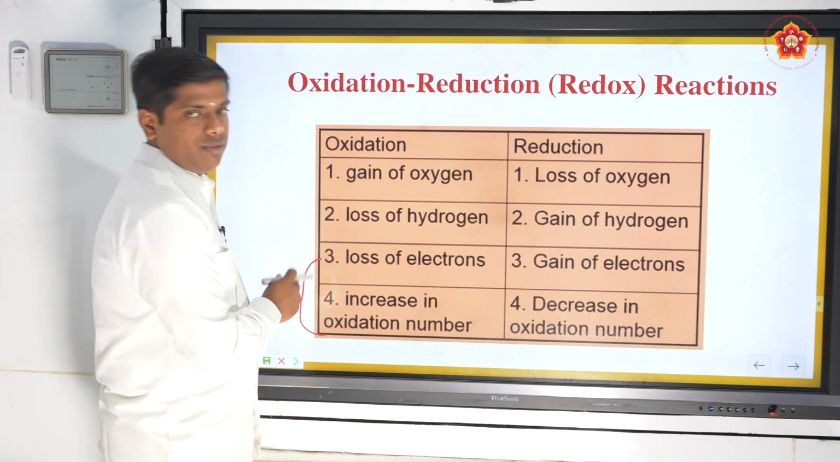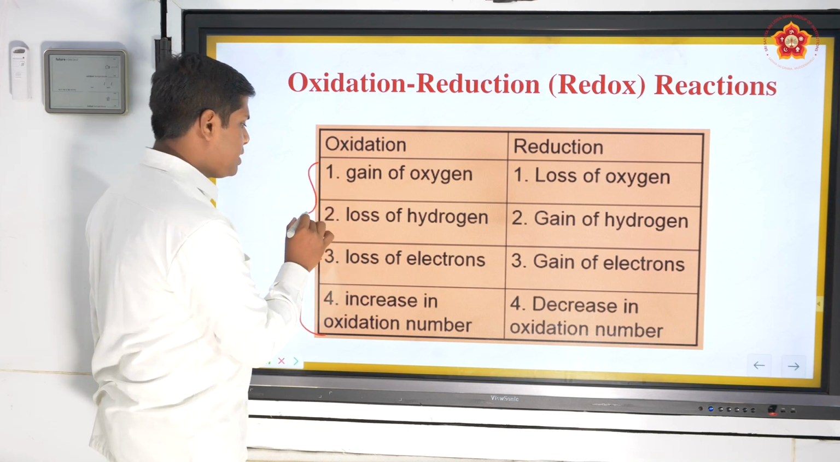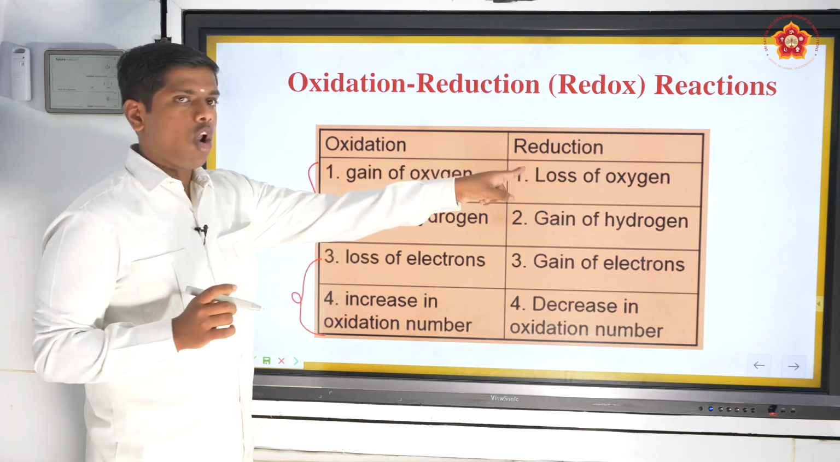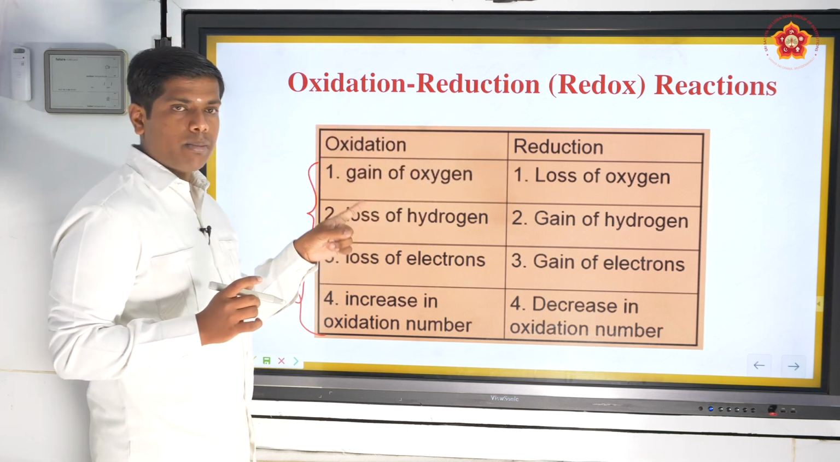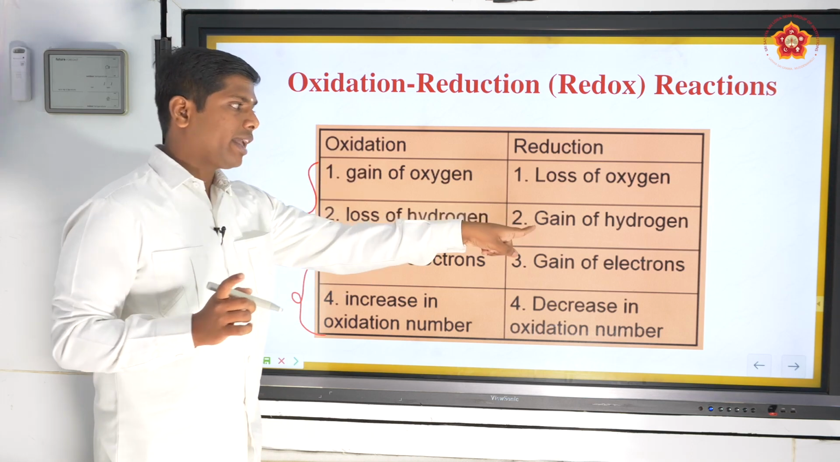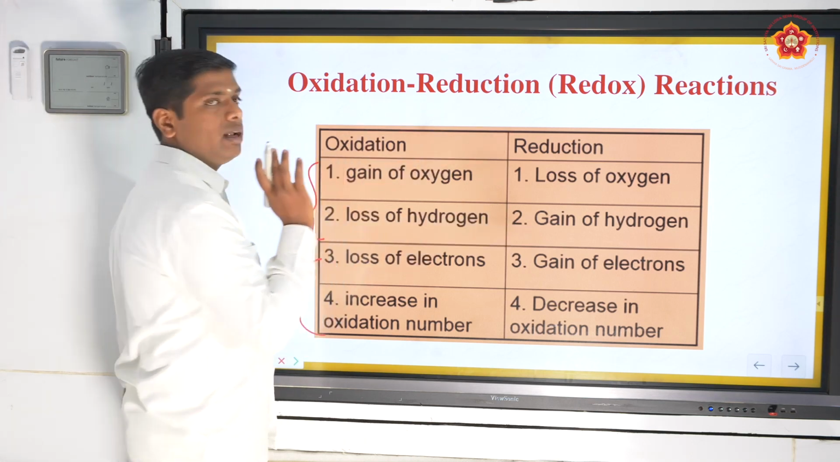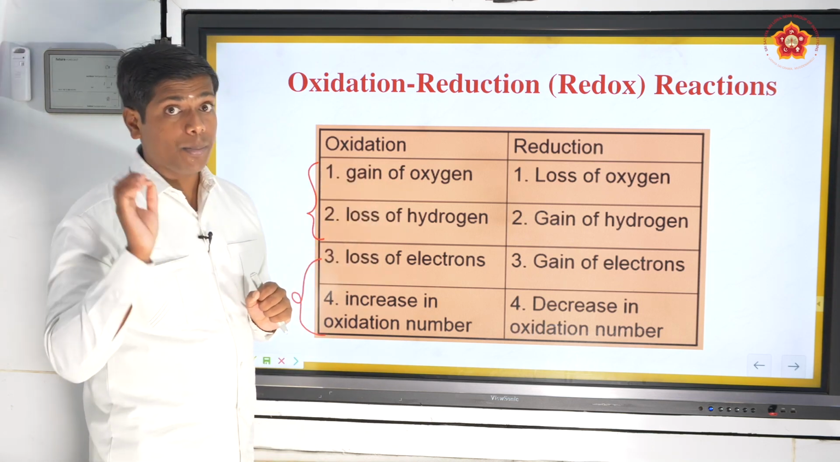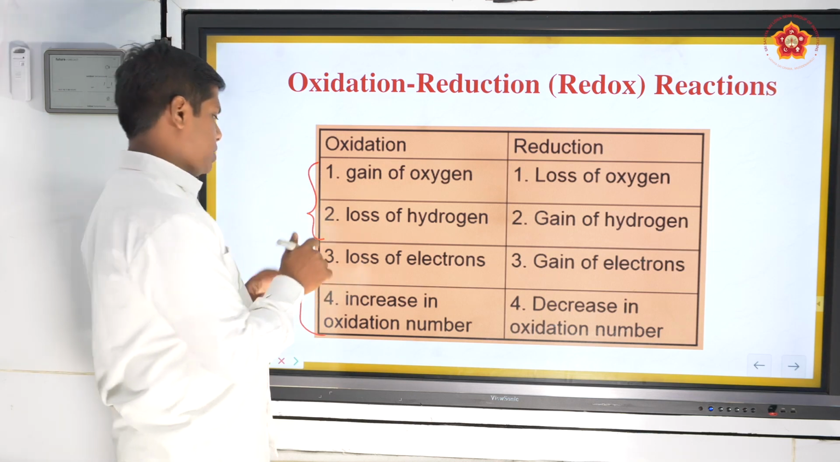these two topics will be discussed at PUC level. For high school level, we are going to discuss these two: gain of oxygen means oxidation, loss of oxygen means reduction, loss of hydrogen means oxidation, gain of hydrogen means reduction. These two simple definitions are enough for high school level. Most important, children, this is a basic concept for redox reactions.